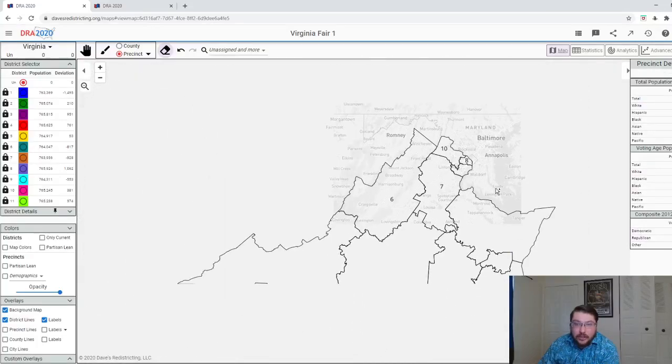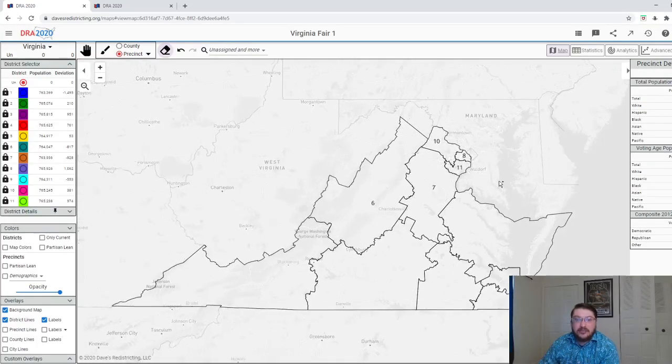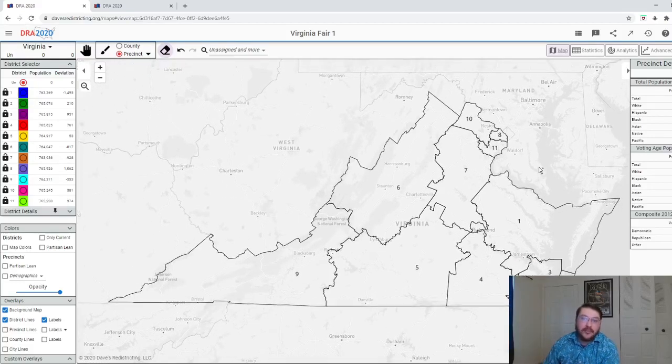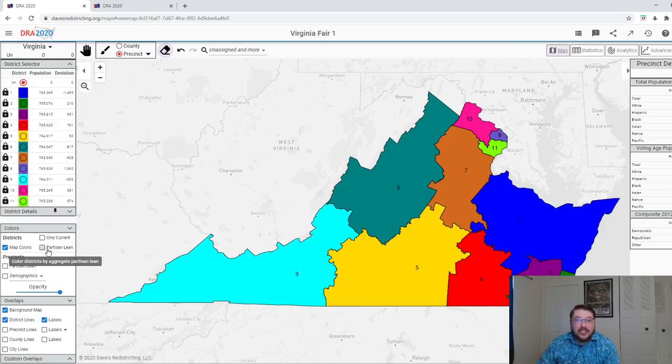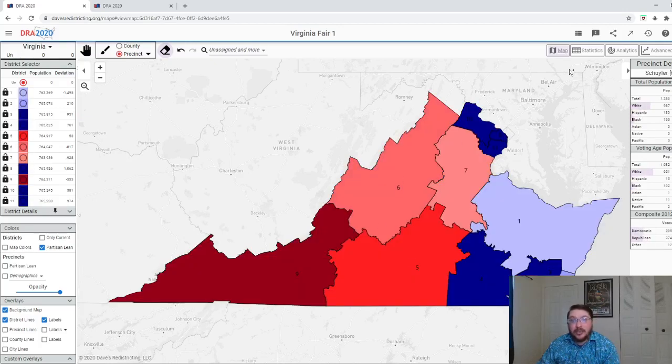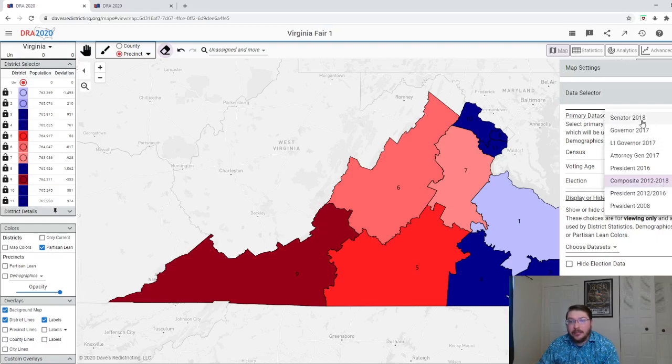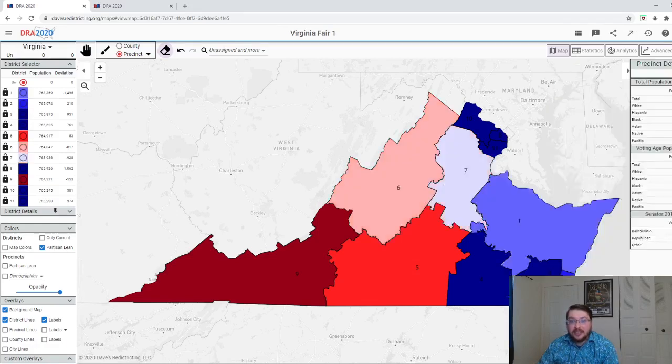But that's the first way to do it, which is to focus on geopolitical boundaries as well as geography and the geographic regions, right? And here it is. And just to show you the partisan lean, this is with the composite, and with the most Democratic map, which is Senator 2018. This was Tim Kaine beating Corey Stewart.